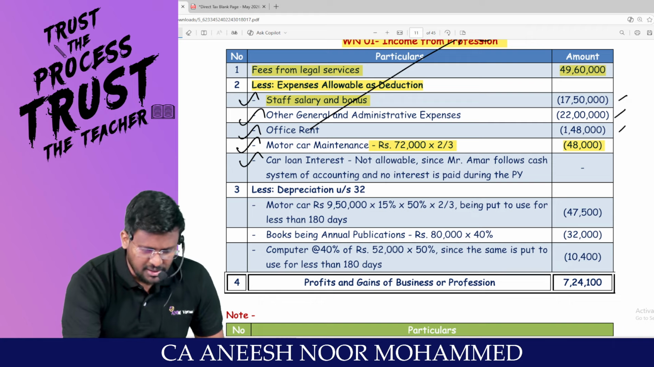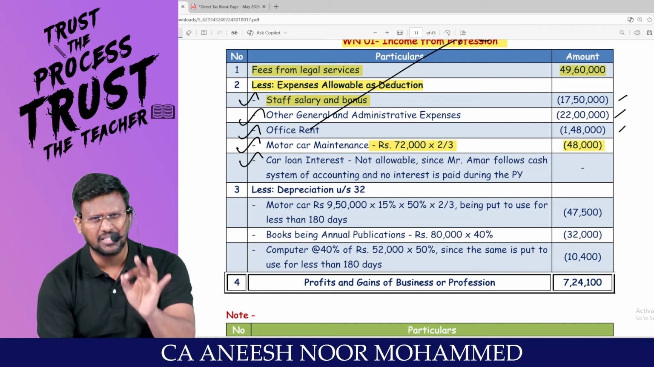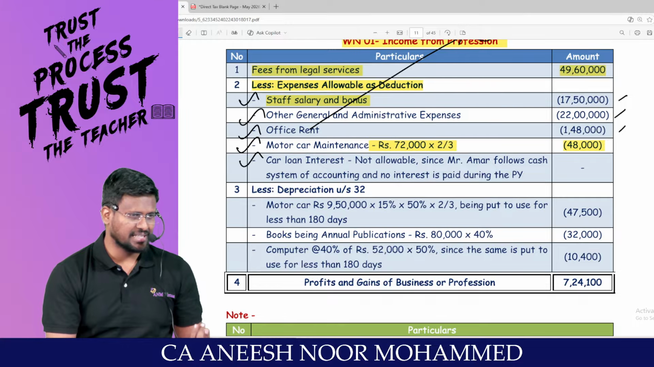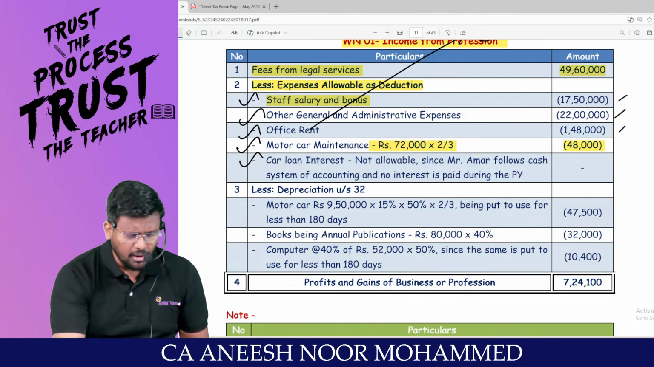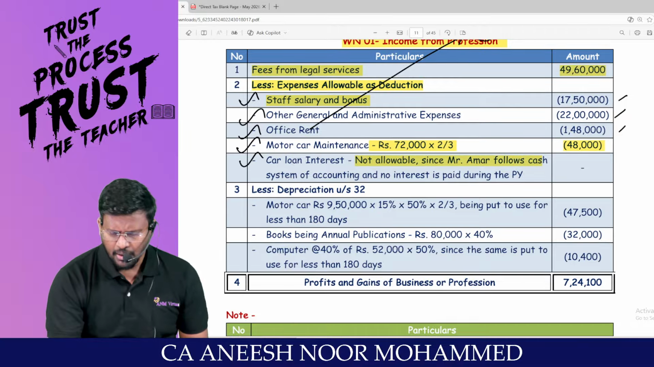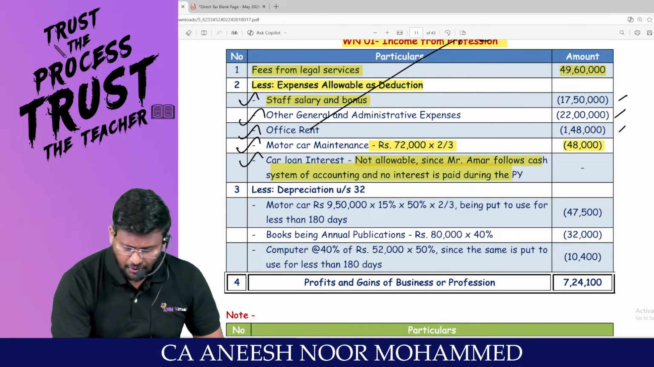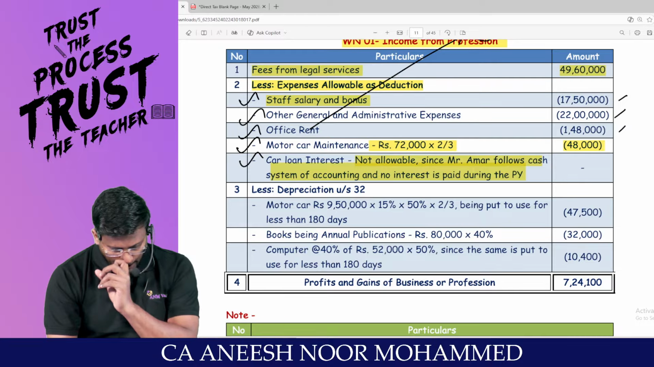Car loan interest, my dear lovable students, first of all, what system is followed? Cash system. No loan has been paid, so no deduction, not allowable, since Mr. Amar follows the cash system of accounting and no interest is paid during the year.